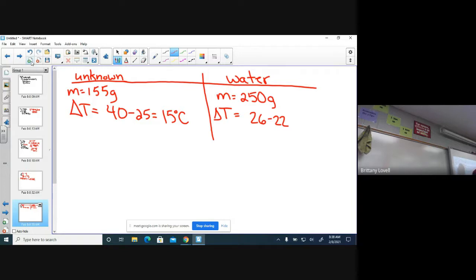What was the specific heat of the unknown substance? Okay, and they tell you the specific heat of water is 4.184. So they're looking for the specific heat of the substance. We don't know that. All right, so what are we going to do at this point? Let's plug it in and solve.